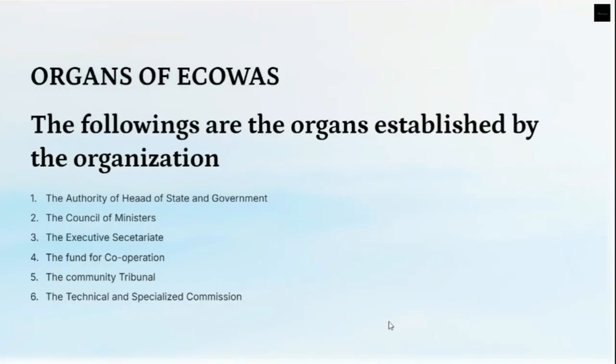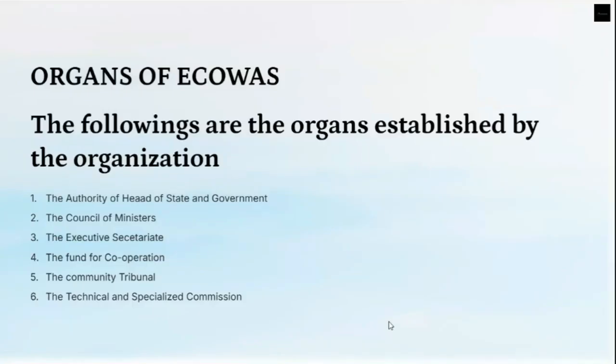Then we talk about the organs of ECOWAS. Take note, and it must follow the way it is written. That's how it follows. So you learn it. The following are the organs established by the organization. It's hierarchical, the way you see it. So the organs of ECOWAS are what? We have the Authority of Heads of State and Government. Why did I make a mistake in that title?